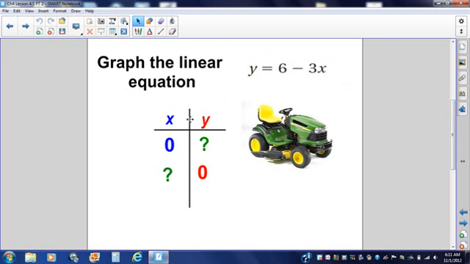This would be useful when you're trying to find the intercepts. This is called the intercept method. Put in 0 for x, work the equation. Put in 0 for y, work the equation. That is the intercept method.